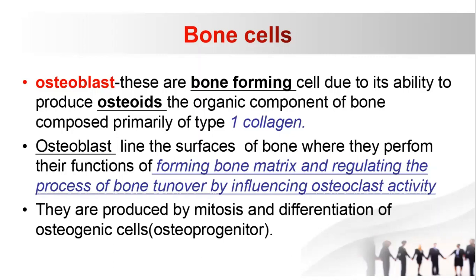They are produced by mitosis and differentiation of osteogenic cells, which are the osteoprogenitors. So the production of osteoblasts is by mitosis of the osteoprogenitor cells.